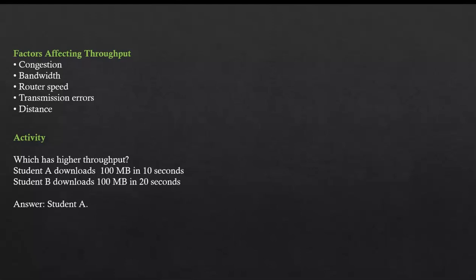Let's do a quick check to see if you have got this. Look at the activity below: which has higher throughput? Number 1, student A downloads 100 MB in 10 seconds and student B downloads 100 MB in 20 seconds. Obviously, the answer is student A.